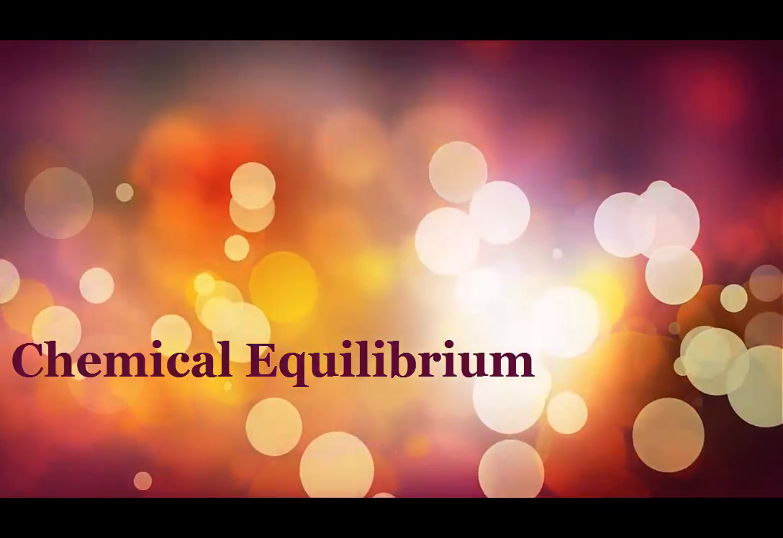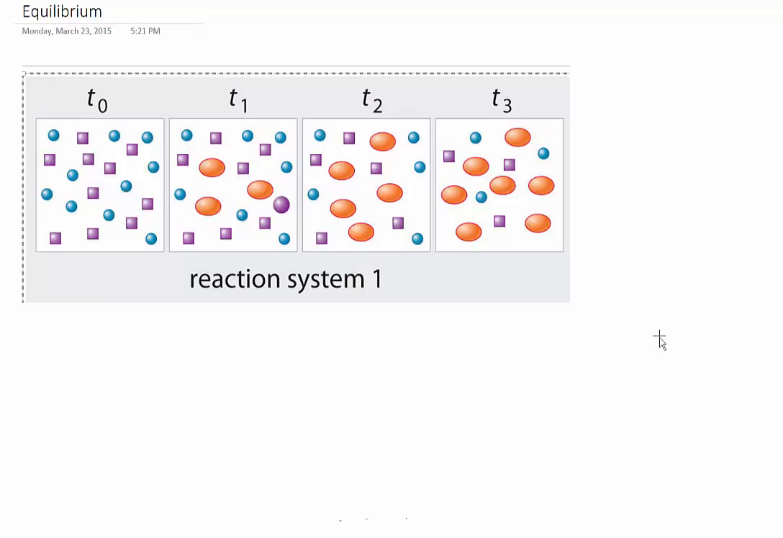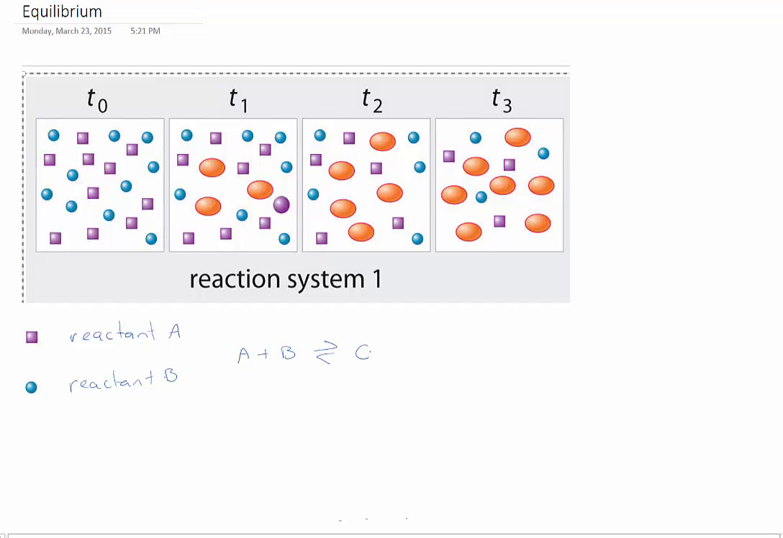We're going to look at chemical equilibrium. We're going to use a diagram which represents the amount of products and reactants in a system. The little purple triangles are basically the reactants, which we're going to call A, whereas the little blue dots we're going to call reactant B. And this reaction system represents a reaction A plus B is equal to C, where C is your product, which is the orange oval.